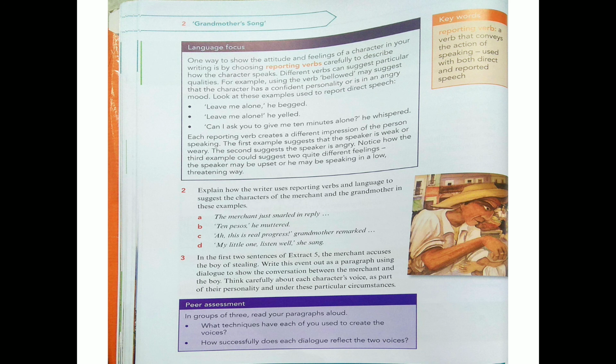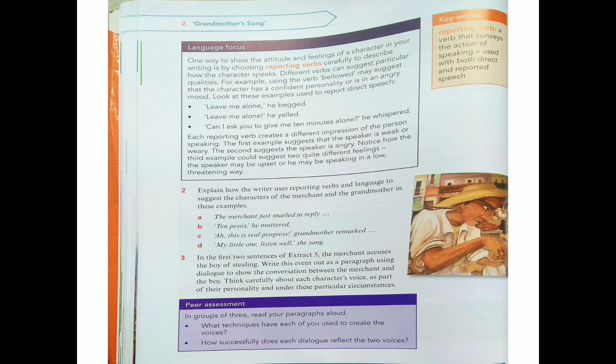"Ah, this is real progress," grandmother remarked. So there, in what kind of a mood do you think the grandmother is speaking? Okay. And D, "My little one, listen well," she sang. So when does a person usually sing? Right? So what do you think could be the grandmother's mood then? What is she trying to do? How is she trying to communicate to the child?